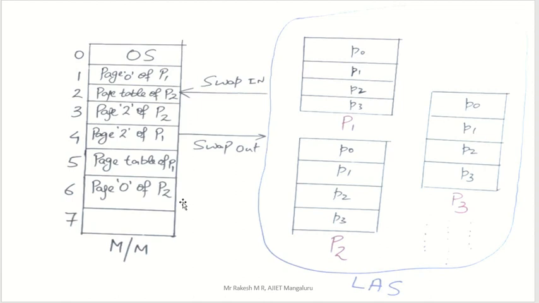Here this is the main memory, that is the RAM. Here we have a total of 8 frames, frames 0 to 7, because we are dividing main memory into small blocks that are called frames. We are taking each page into frames. The condition is that frame size and page size should be the same.